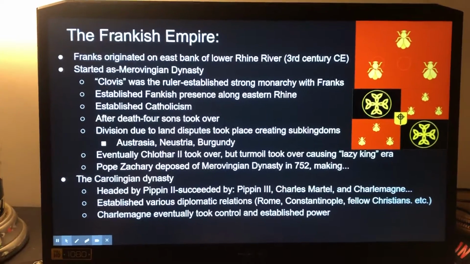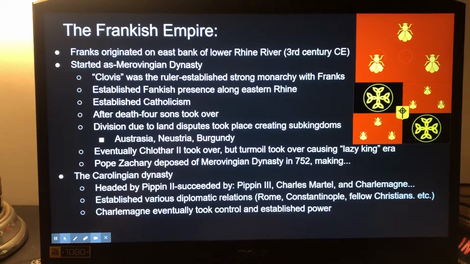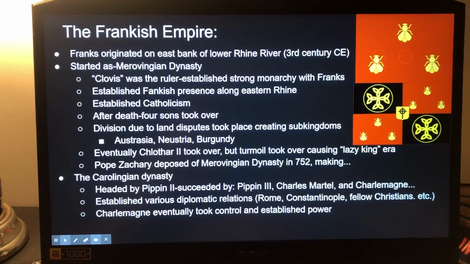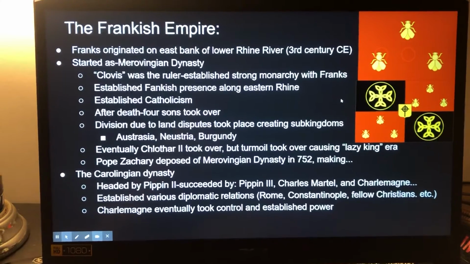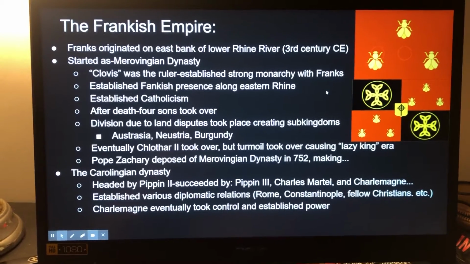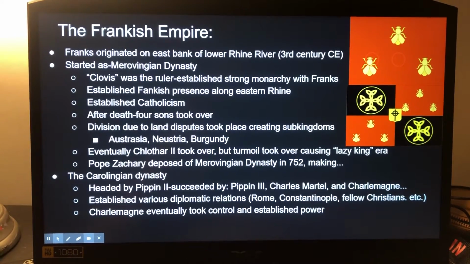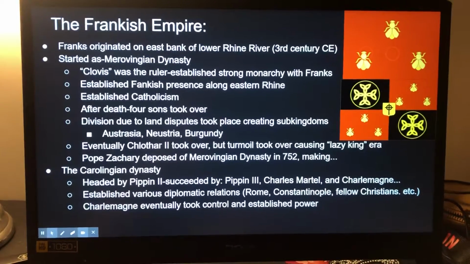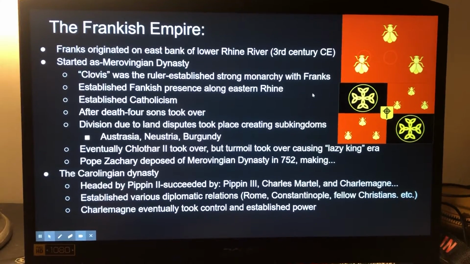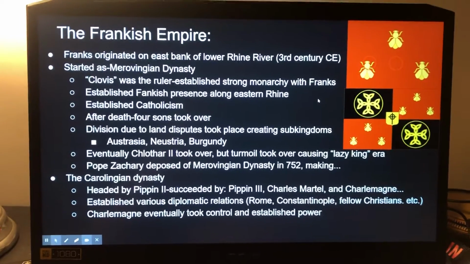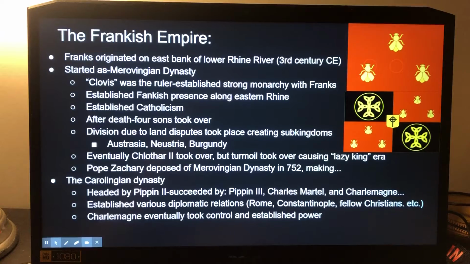Eventually, long after that, Clothar II took over, but unfortunately turnover caused the Lazy King era, which was finally ended when Pope Zachary basically got rid of the Merovingian dynasty in 752, making the Carolingian dynasty, headed by Pippin II, succeeded by Pippin III, Charles Martel, and Charlemagne. They established various diplomatic relations with Rome, Constantinople, and a lot of fellow Christian lands. Eventually, Charlemagne took over and established power.